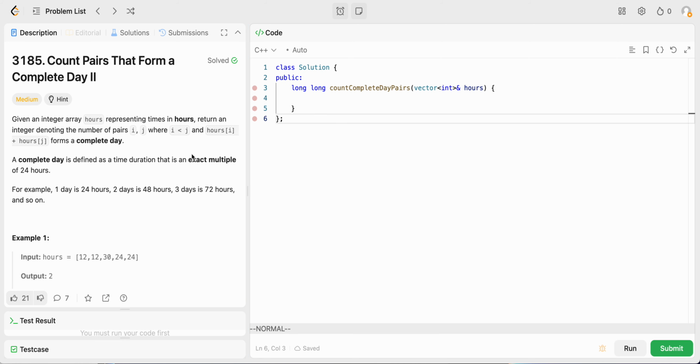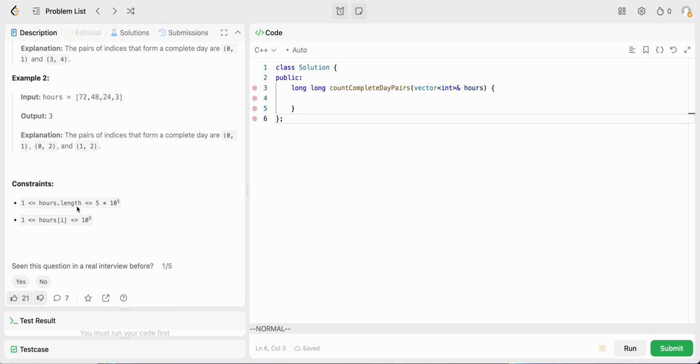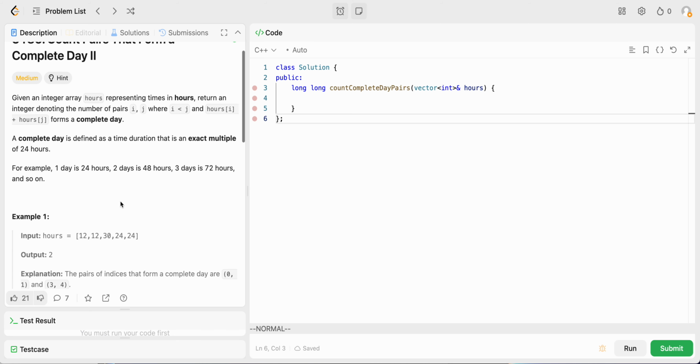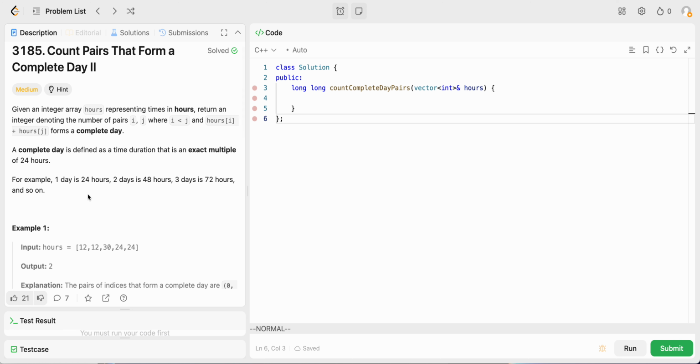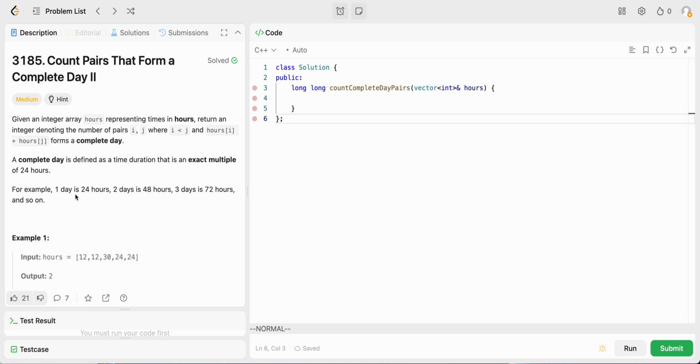Now we're going to work on LeetCode 3185, Count Pairs That Form a Complete Day II. This is version 2 because compared to the previous version, version 1, the length is much higher. It's 5 times 10 to the fifth, so it indicates that we can just use some linear or n log n method to solve this problem.